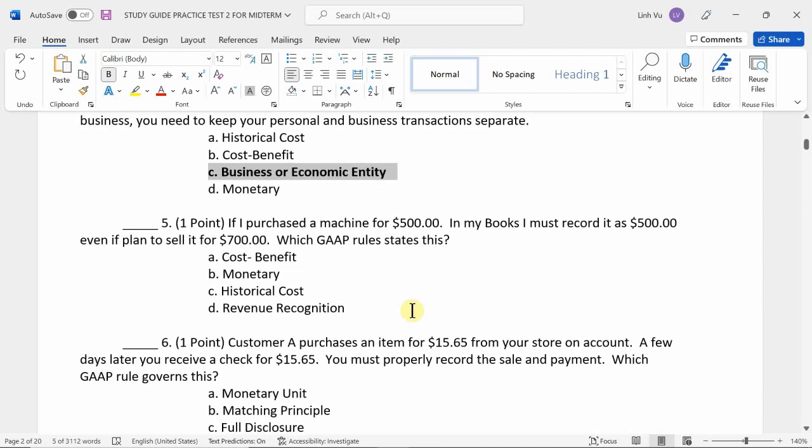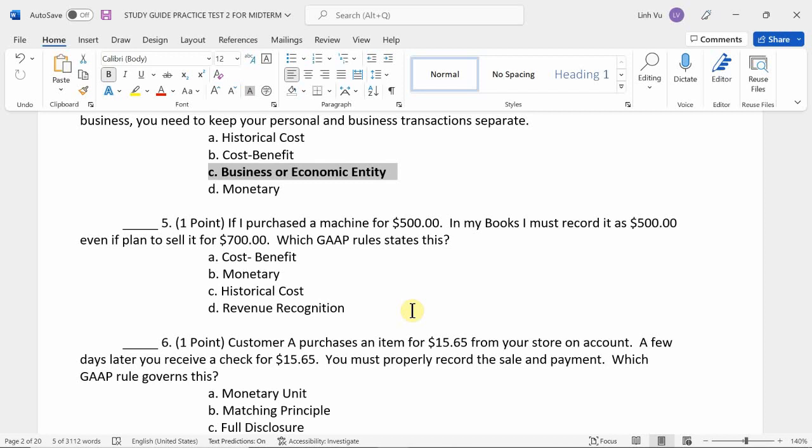Number 5. Okay. If you purchase a machine for $500, in my books I must record it as $500, even if you plan to sell it for $700. Which GAAP rule states this?